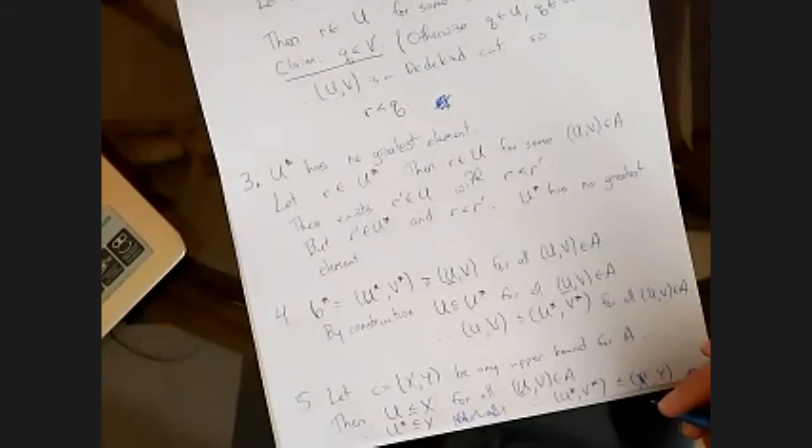We've shown that we have a real number that is an upper bound, and that is the least upper bound of our non-empty bounded set A. So that establishes the least upper bound property.